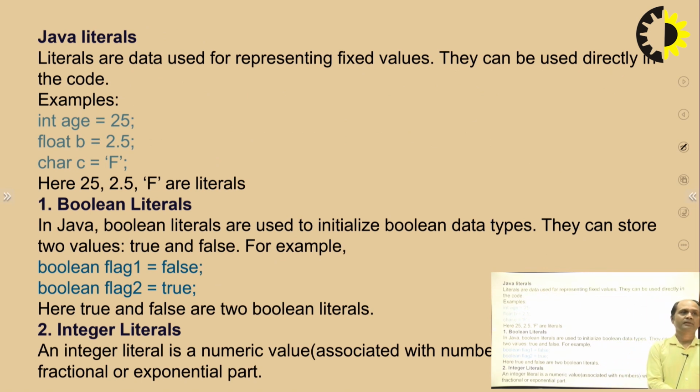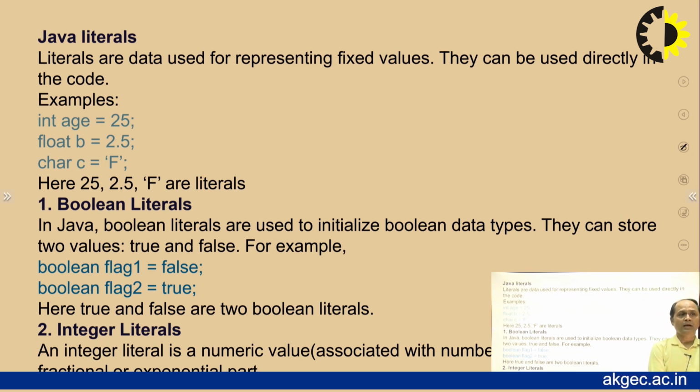What are Java literals? Literals are the data used for representing a fixed value. They can be used directly in the code of a particular program. For example, int age = 25, float b = 2.5 and char c = 'f'. These are literals because the value has been fixed already. We can use them directly in the program. We cannot change the value of a literal. So these are called literals.